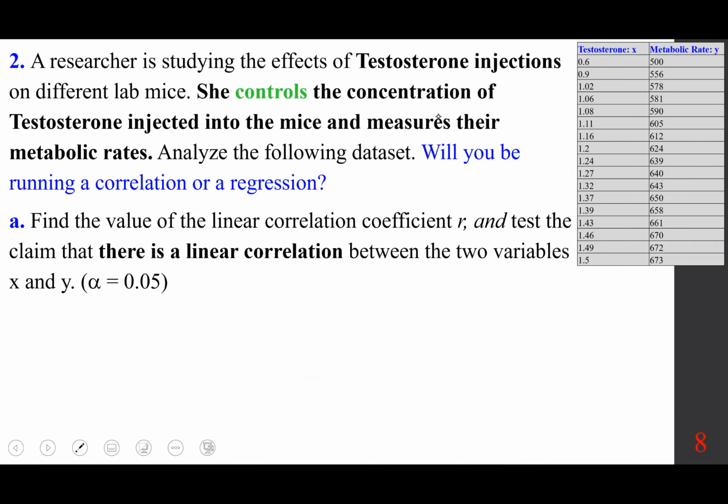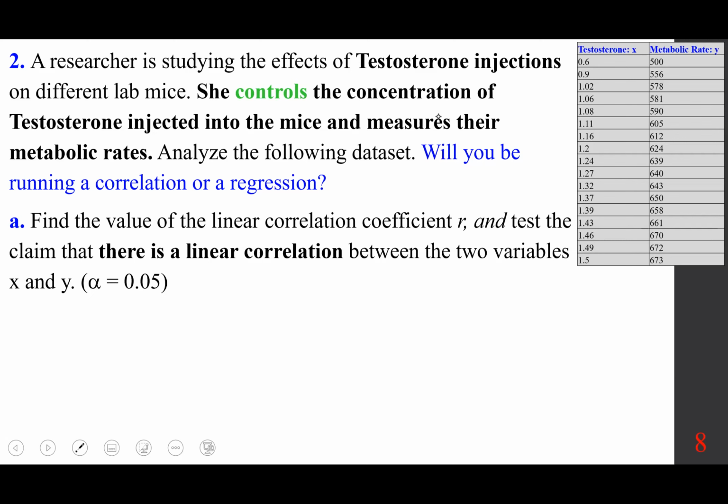We're going to repeat the question here for a slightly different one. Could somebody read this, please? I got it. Number 2, a researcher is studying the effects of testosterone injections on different lab mice. She controls the concentration of testosterone injected into the mice and measures their metabolic rates. Analyze the following data sets. Will you be running a correlation or regression? Find the value of the linear correlation coefficient R and test the claim that there is a linear correlation between the two variables X and Y.